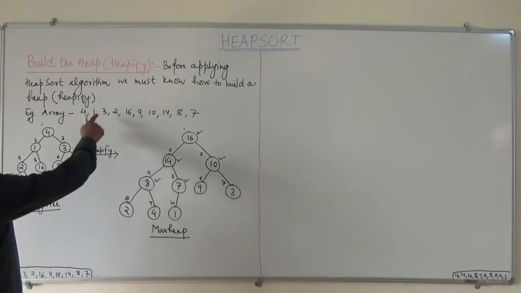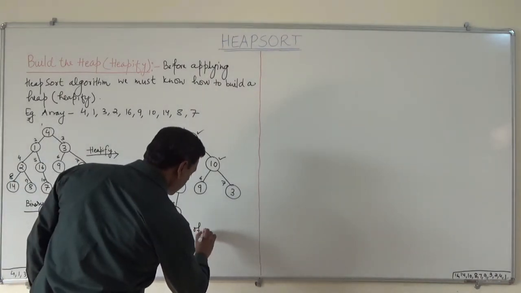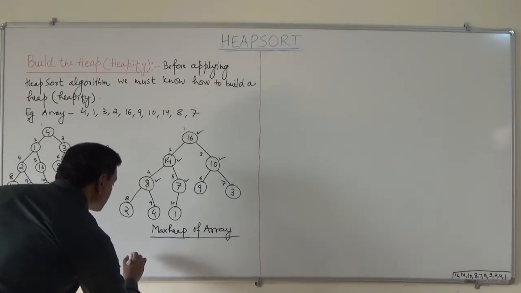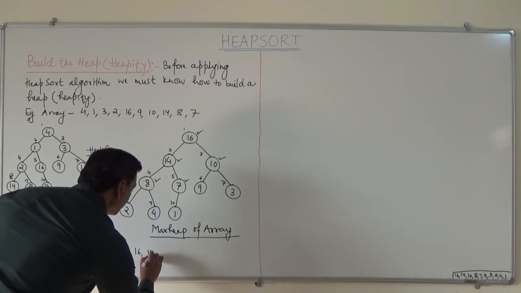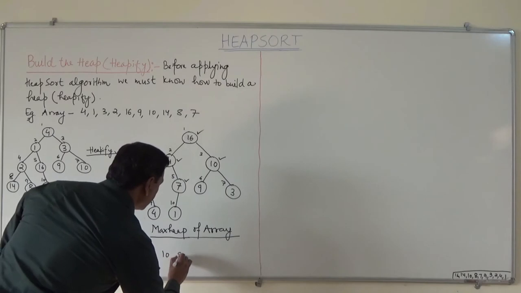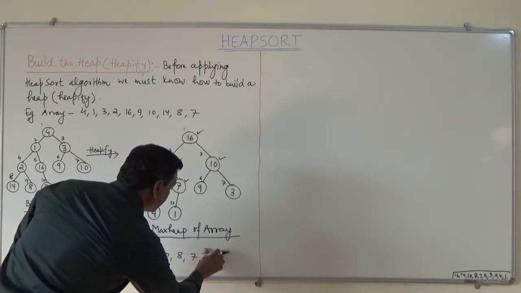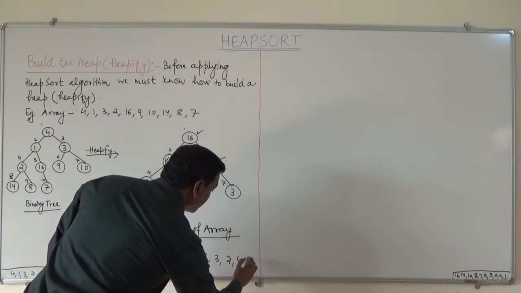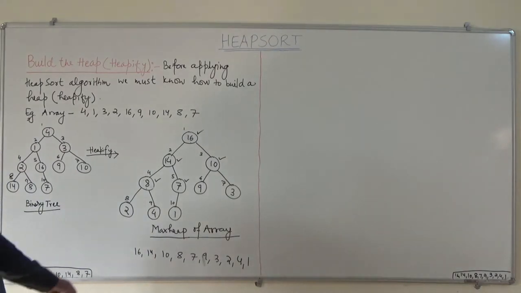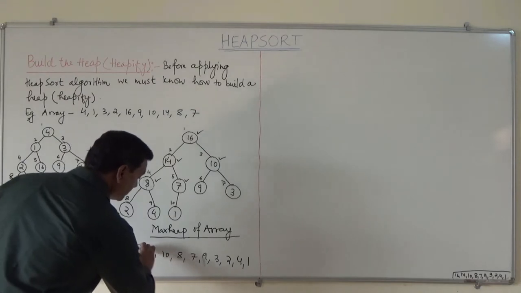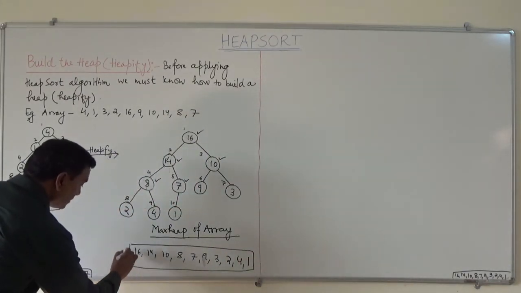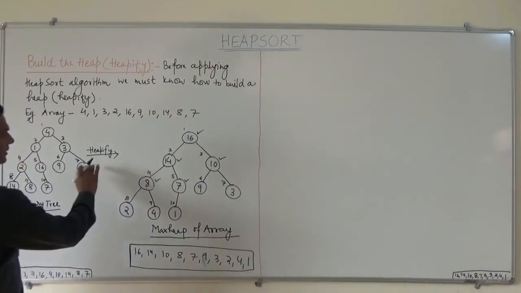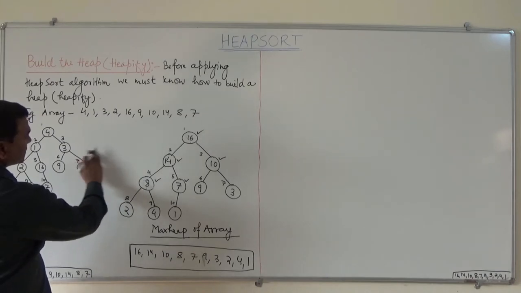This is the max heap of this unsorted array. So we can write the array for this. So this can be written as 16, 14, 10, 8, 7, 9, 3, 2, 4, 1. So this is the corresponding array of this max heap. So we have created a heap. So this is the Heapify process.